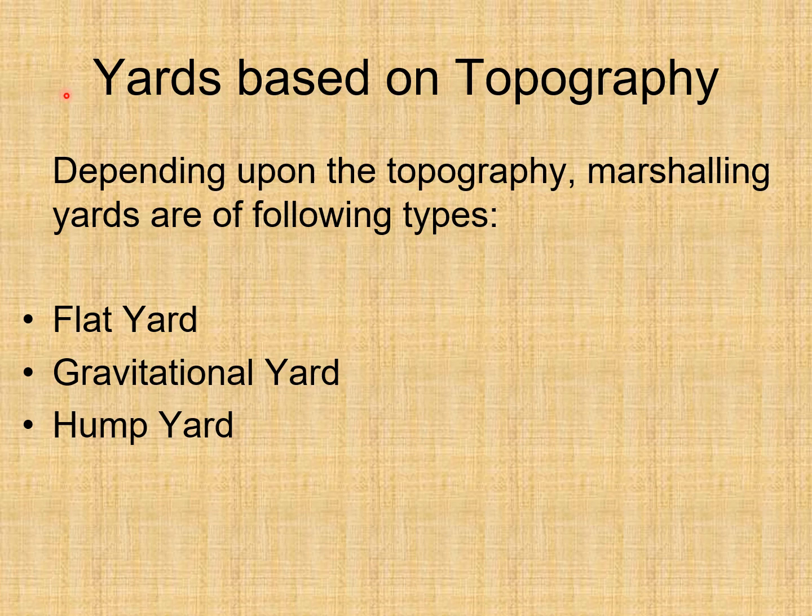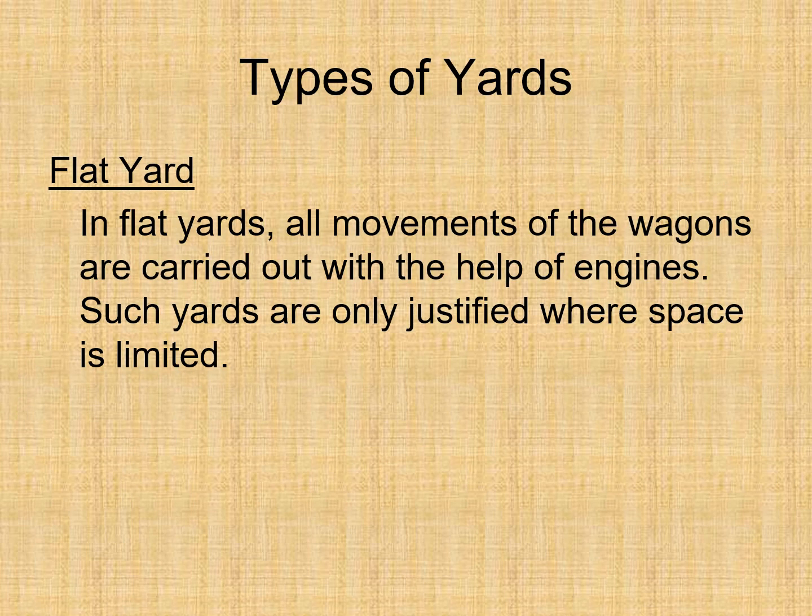Okay, yards based on topography. Depending upon the topography, marshalling yards are of following types: flat yard, gravitational yard, hump yard. So flat yard. In flat yards, all movements of the wagons are carried out with the help of engines or the locomotives. Such yards are only justified where the space is limited.